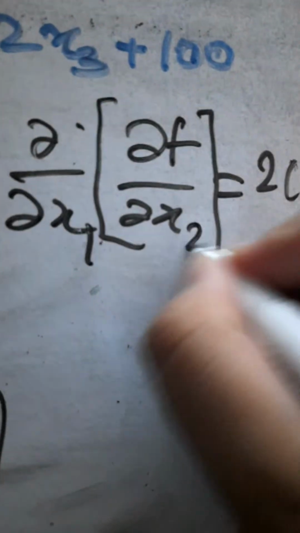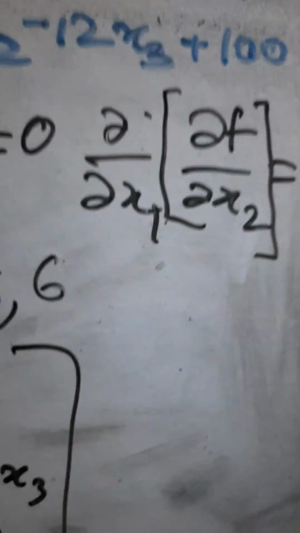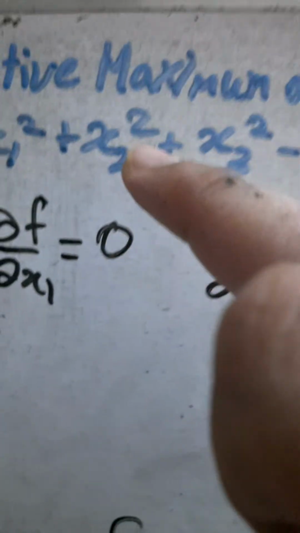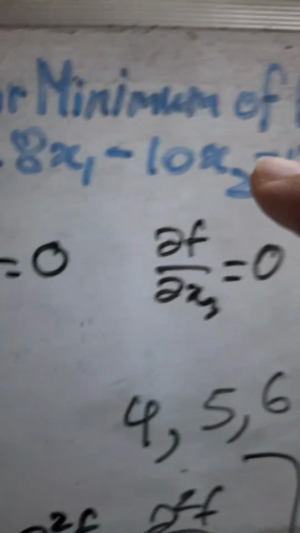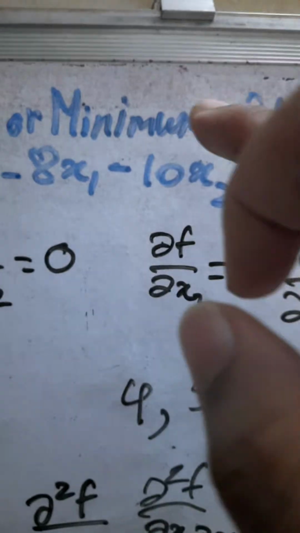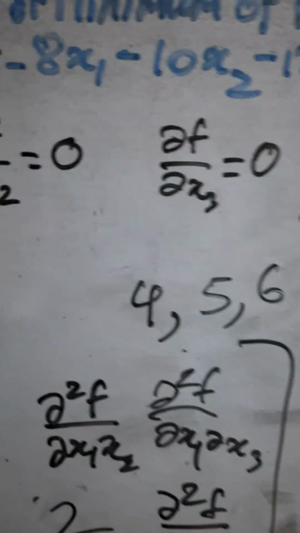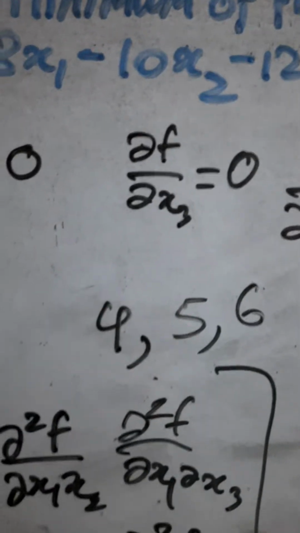Del square f, del x1 del x2. So here we will take del f by del x2, then again differentiate with del by del x1. Let me show you. Like del f by del x2, here only x2 terms are 2x2 square and minus 10x2. So when we differentiate it, this x2 will go because it would become raised to 0. Anything raised to 0 is 1, 10 into 1 is 10. So we get minus 10 here.